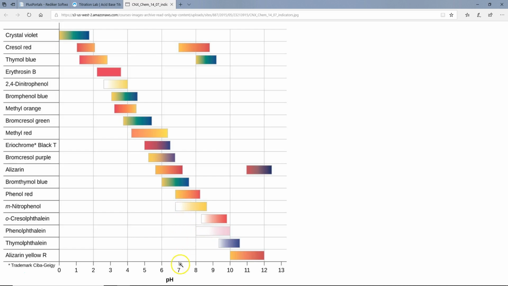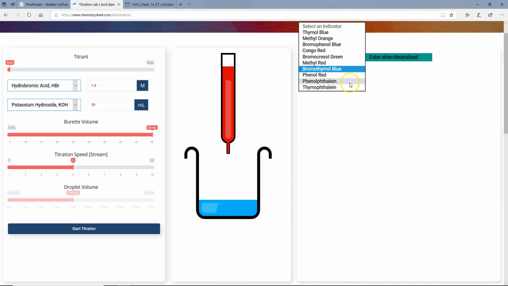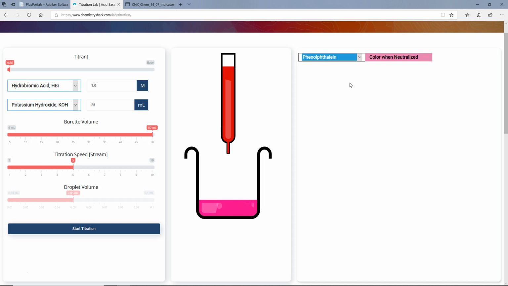You don't want to go past the 7 because that's going to overshoot. You'll be past neutralization. But something in this scenario would work well if you're starting basic and going to 7 or going to acidic. If you're going the opposite direction, then of course you're going to have to look at those as well. But again, those are in your book, so you can go back and figure out which would be your best indicator that you want to choose.